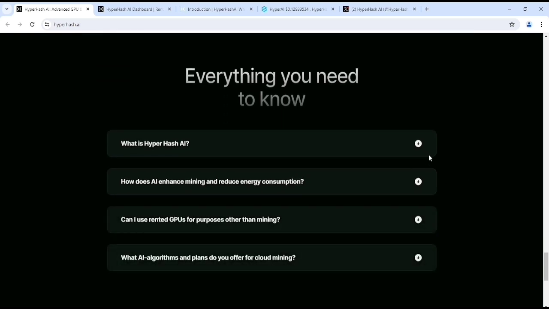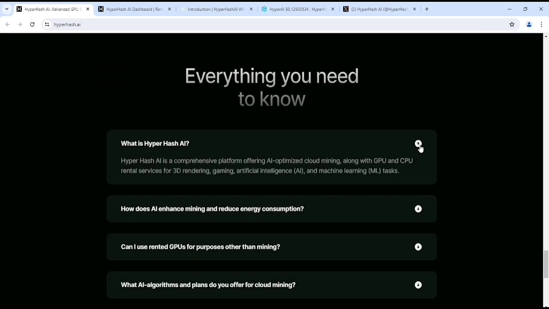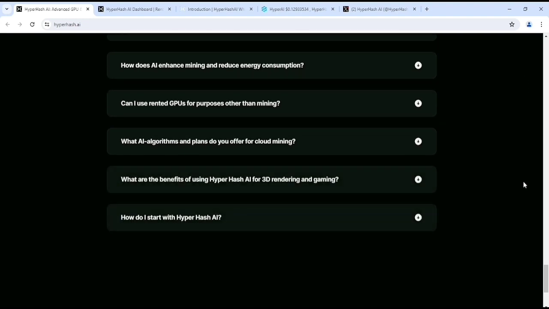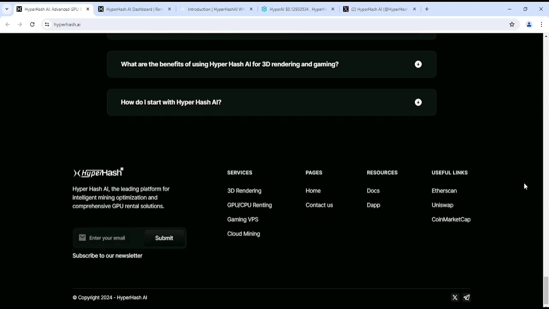So what is HyperHash AI? HyperHash AI is a comprehensive platform offering AI-optimized cloud mining along with GPU and CPU render services for 3D rendering, gaming, artificial intelligence (AI), and machine learning (ML) tasks. If you look for more information, that's it. And here you'll get their useful links like Etherscan, the chat, CoinMarketCap, their docs, DApp, and whatever you can see.